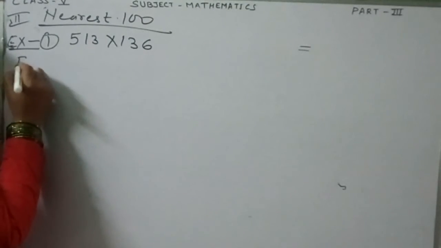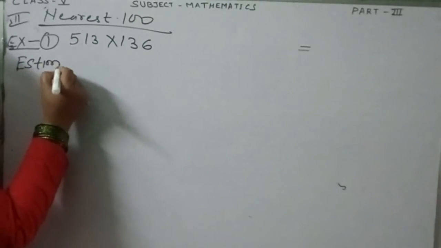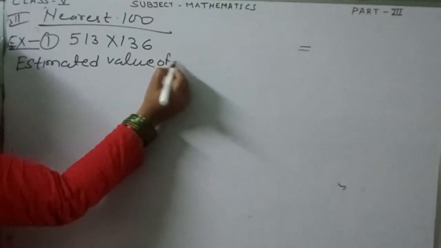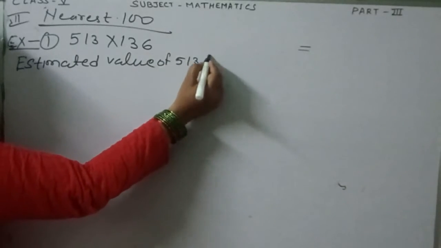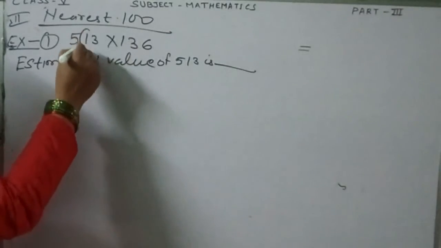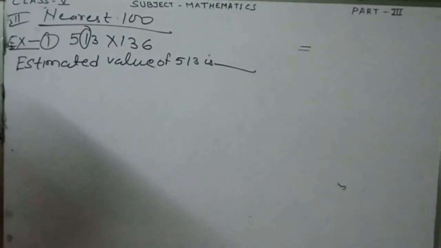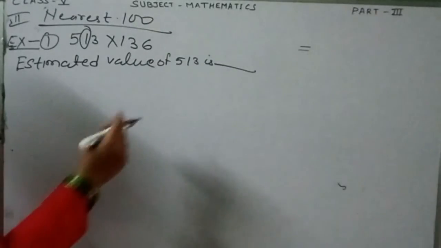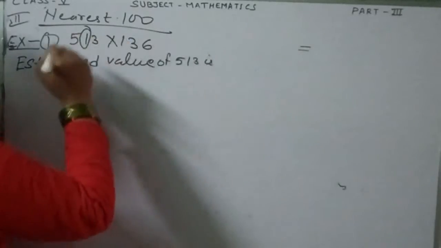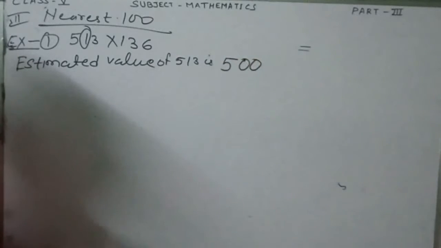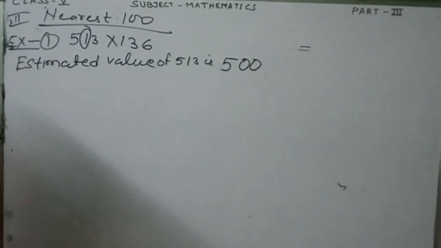So for that, what do we have to do? Write down the estimated value of 513, to the nearest 100. Then what do we have to check? The tens digit is 1, and 1 is less than 5. So no need to add anything more. We write 5 as it is and here 0 0. Means when we round, the estimated value of 513 is 500.